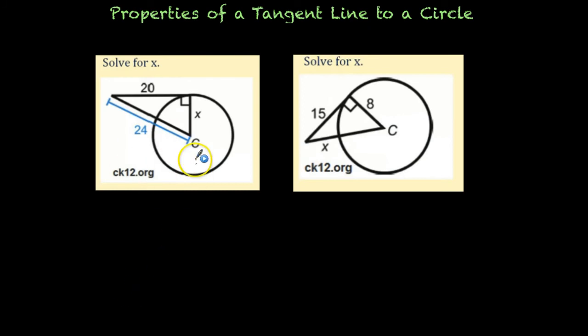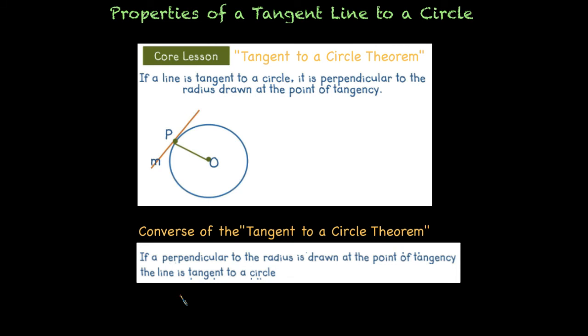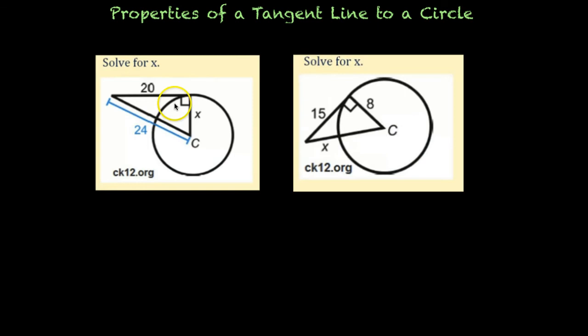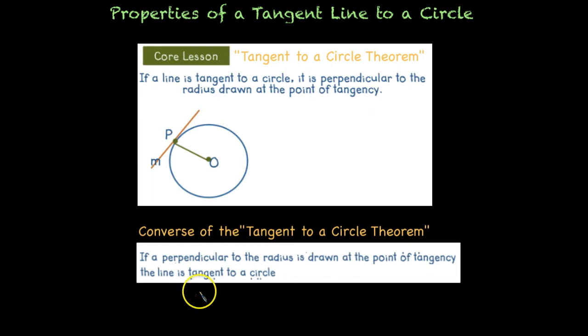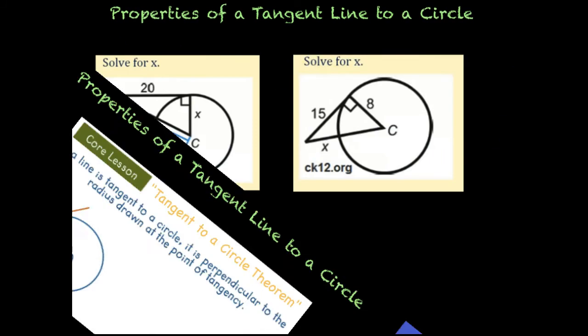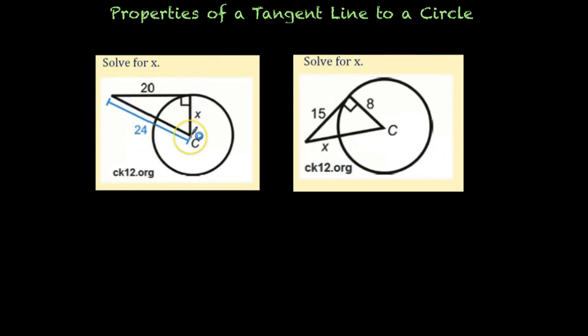In our first example here, we have a circle. Notice that we have this radius x, and then we have a tangent line. And we know that this segment right here that has a 20 on it is in fact a tangent line due to the converse of the tangent to a circle theorem. If a perpendicular to the radius is drawn, which in this case, this is definitely a perpendicular because of the 90-degree angle right here, at the point of tangency, then the line is tangent to the circle. So, we have a tangent line and a radius. We also can see that this forms a perfect right triangle. What we want to do is solve for x. So let's look at how to do that.